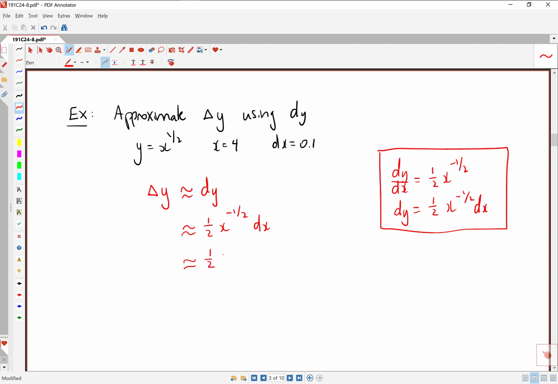So we're going 1/2 times 4 to the minus 1/2 times 0.1, and then you can type that into your calculator, and that comes out to 0.025. So this gives us an estimate of how much our y value is changing along this particular curve if we start at this point and then we just step this distance over to the right. And this is exactly the sort of calculation that we're going to need when we do error estimates.